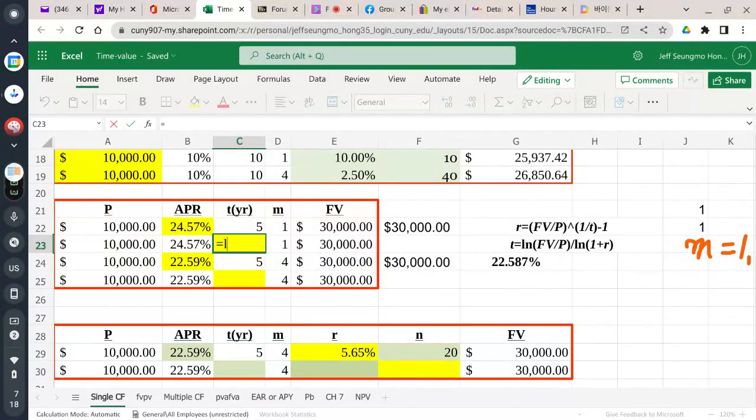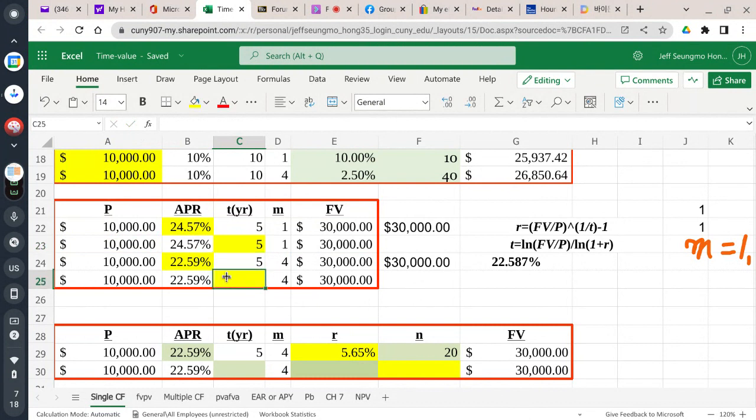So let's take natural log of future value divided by the present value, divided by natural log of 1 plus r. In this case, that r is just annual because m is 1, annual rate. So if you do that, it should give us exactly 5 years. Hit enter. There you go. You got 5.